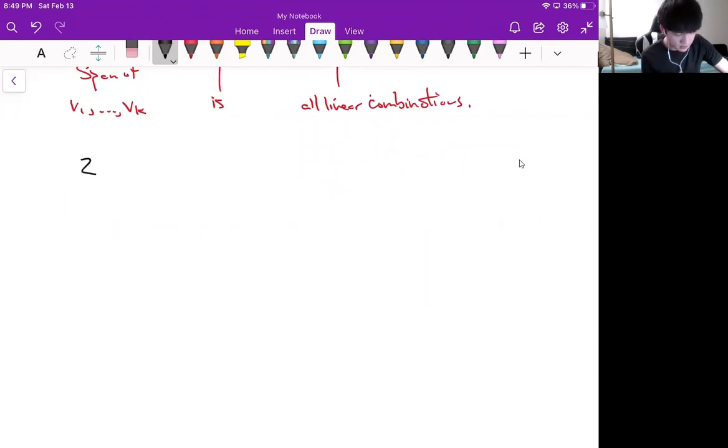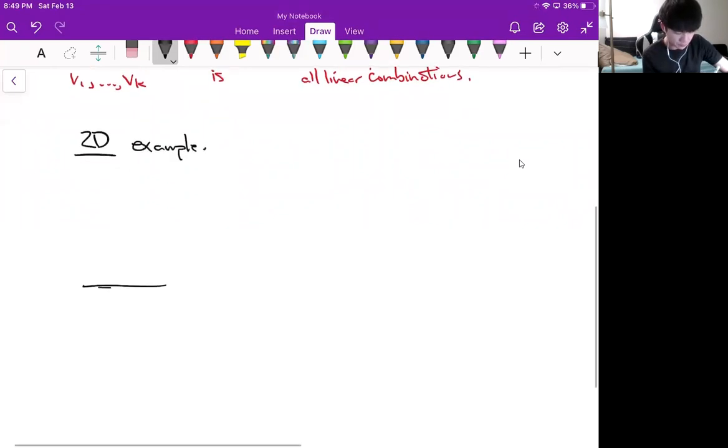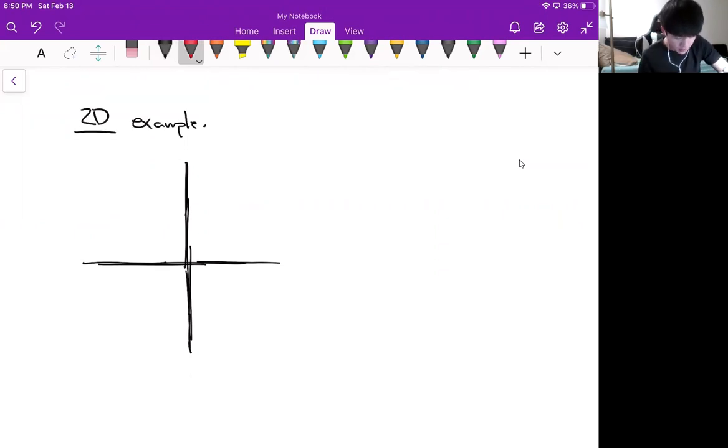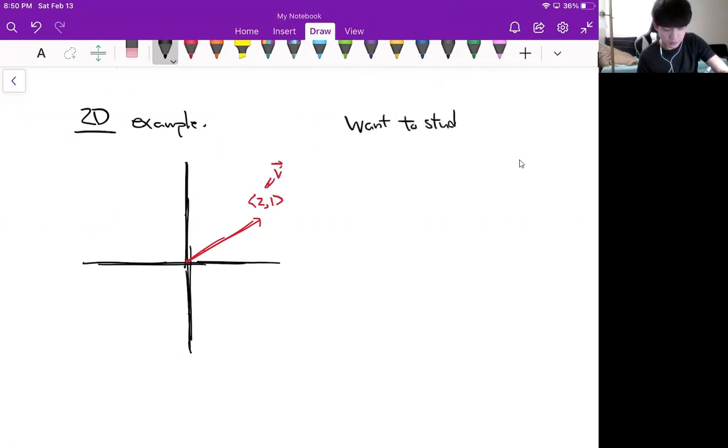So in 2D, right, here's my favorite 2D example. I'm going to draw it for you. So let's look at a vector. I don't know, let's just pick a random vector. What's your favorite vector? Well, no one's going to answer me because this is a recording, but 2, 1. Let's talk about 2, 1. Okay, so the vector 2, 1 looks something like this, right? So here's the vector 2, 1. Let's call that V. Yep. And I want to study span of V.